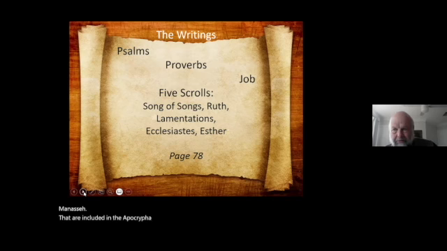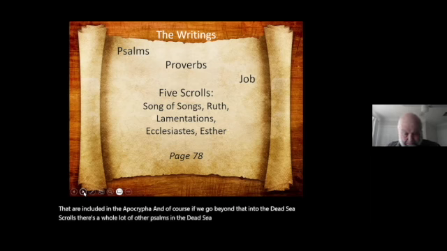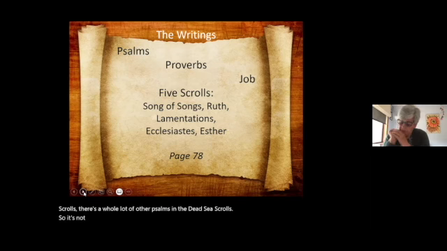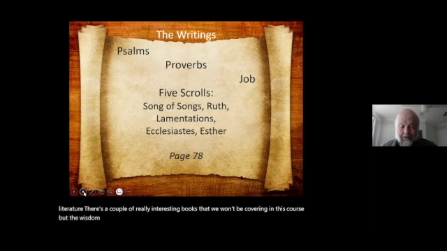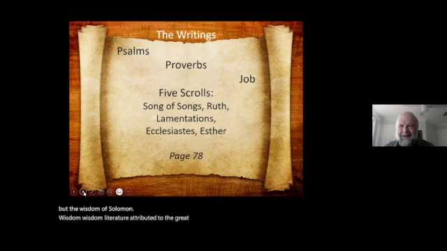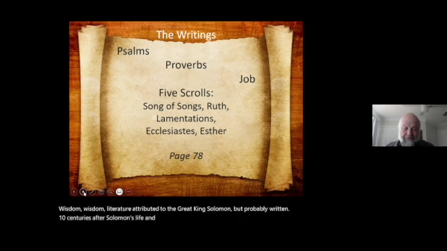And of course, if we go beyond that into the Dead Sea Scrolls, there's a whole lot of other Psalms in the Dead Sea Scrolls. So it's not just the books that are in the canon that the Jews had. With regard to wisdom literature, there's a couple of really interesting books that we won't be covering in this course, but the Wisdom of Solomon, wisdom literature attributed to the great King Solomon, but probably written 10 centuries after Solomon's life, and then the book of Sirach, also called Ecclesiasticus, not to be confused with Ecclesiastes.